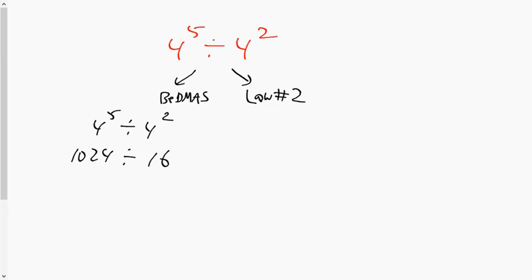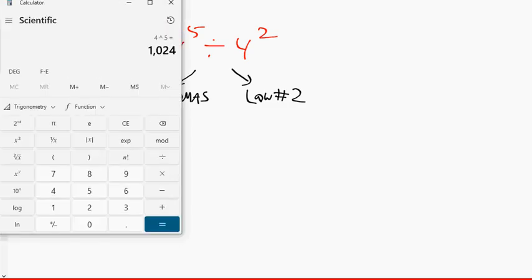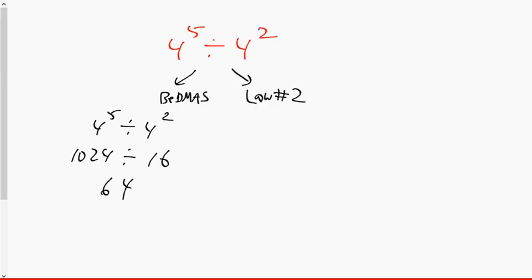Sorry, let me grab my calculator here. So 1024 divided by, what do we say it was? It was 16, equals 64. So if we use BEDMAS to solve this question, we would do our exponents first, then we do our division and multiplication, in this case division, and we get our standard form answer 64.